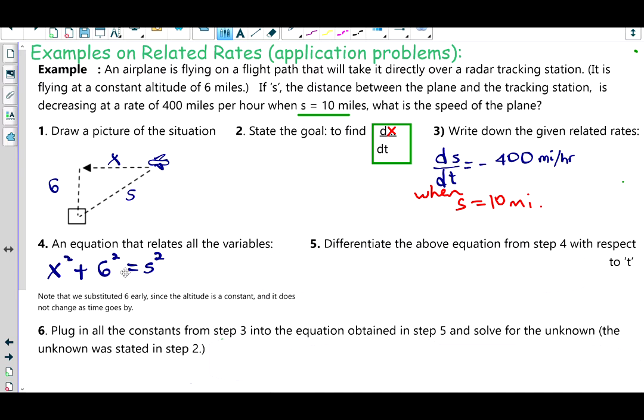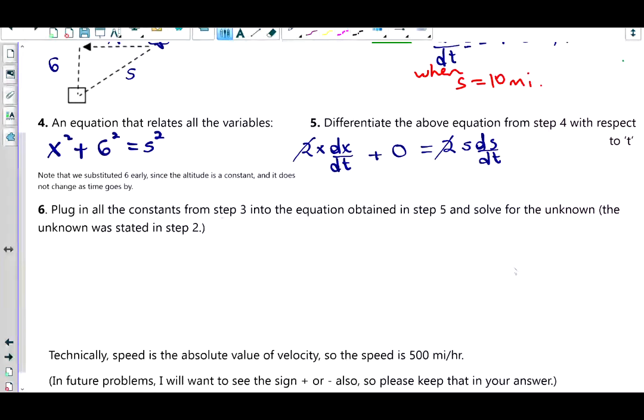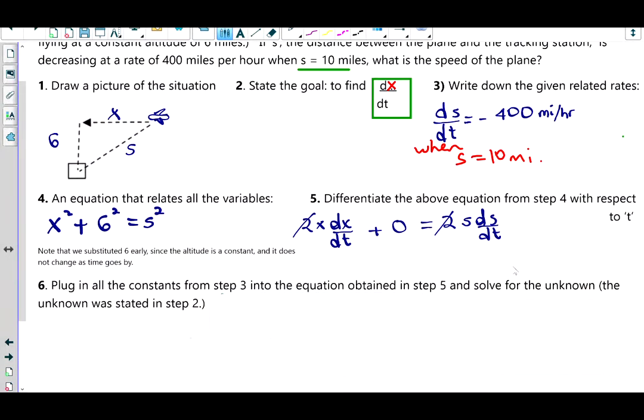Its derivative is 0. And s squared is 2s ds/dt. So that's the derivative of the right hand side. So we have 2x dx/dt equals 2s ds/dt. At the moment, you can basically cancel the 2's, so you have an even simpler looking equation. And now it's time to plug in what's given.